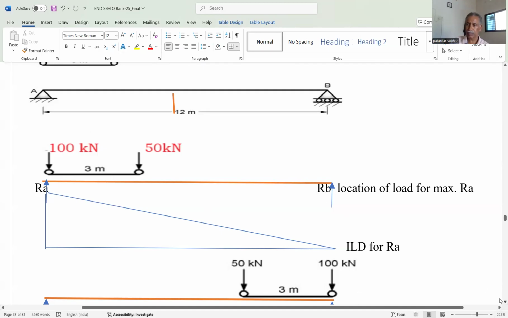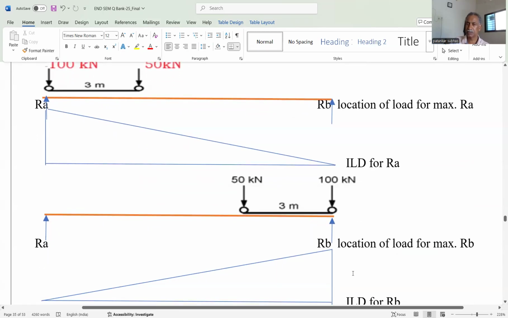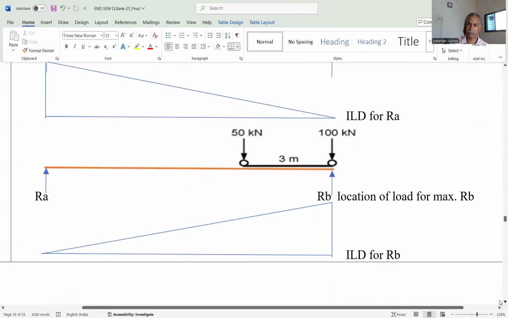Similarly, for the maximum reaction at B, repeat the same procedure. RB is 1 and at support A it is 0, from 0 to 1. That's why the 100 kilonewton load should be placed at B. That's why 100 multiplied by 1, then 50 multiplied by the ordinate of this ILD, gives the maximum reaction at B. That means this is the location of the loads for the maximum reaction.